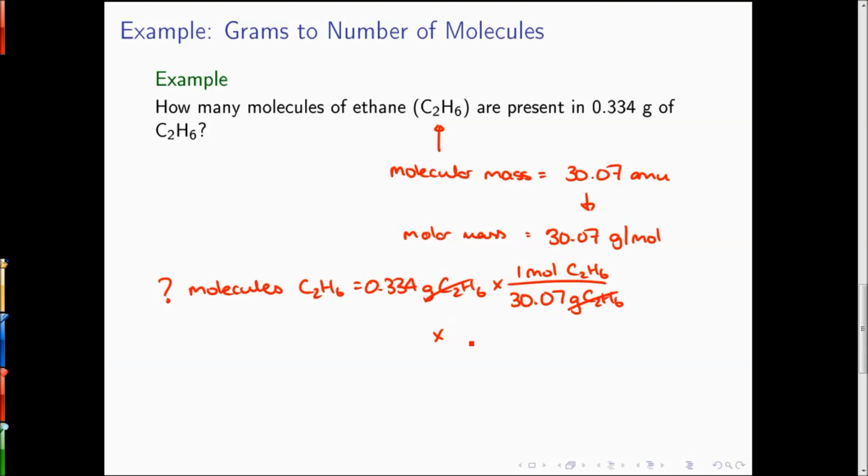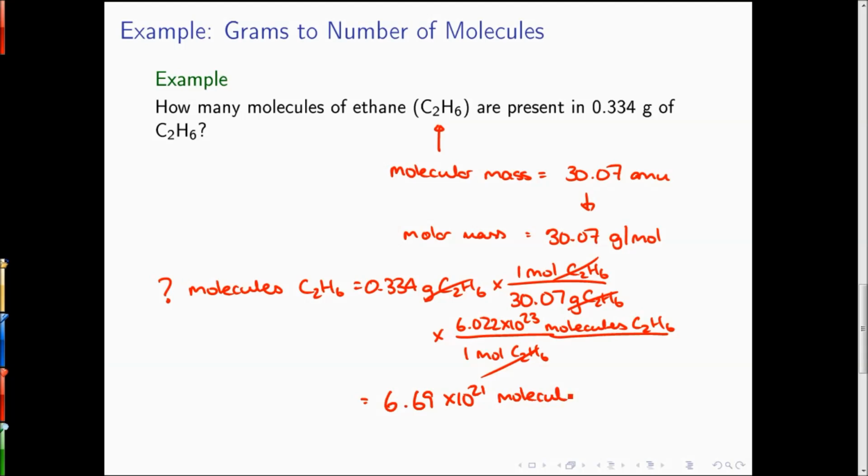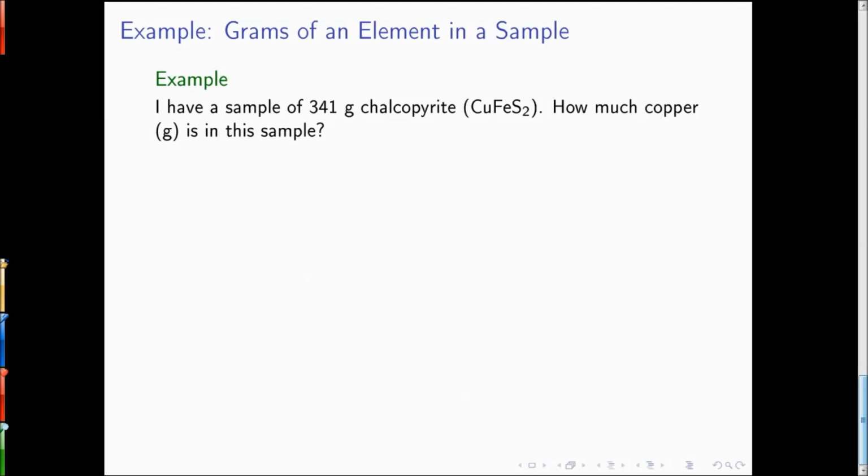And then, because I'm looking for the number of molecules, I know that each mole of C2H6 includes 6.022 times 10 to the 23 molecules of C2H6. And so I check, and that's what I'm left with. And therefore, the number of molecules, when I go through and do the calculations, is 6.69 times 10 to the 21 molecules. The next problem is a bit more involved.